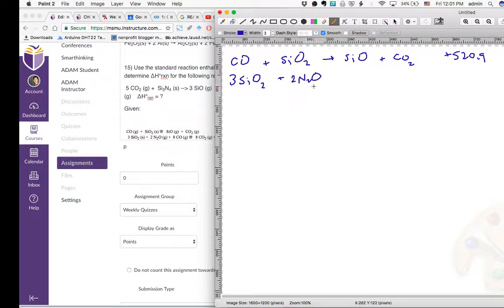By the way, this is nitrous oxide. It is dinitrogen monoxide. It is the gas that they use at the dentist to sedate people or kids.